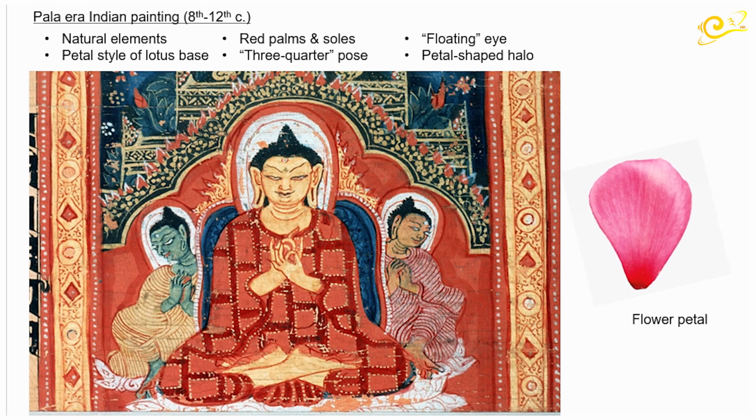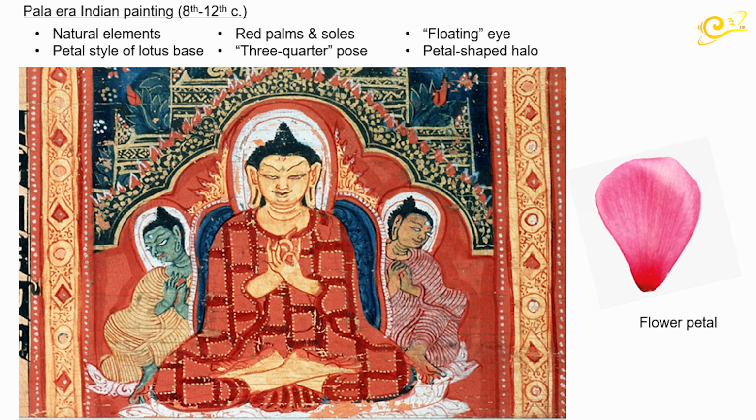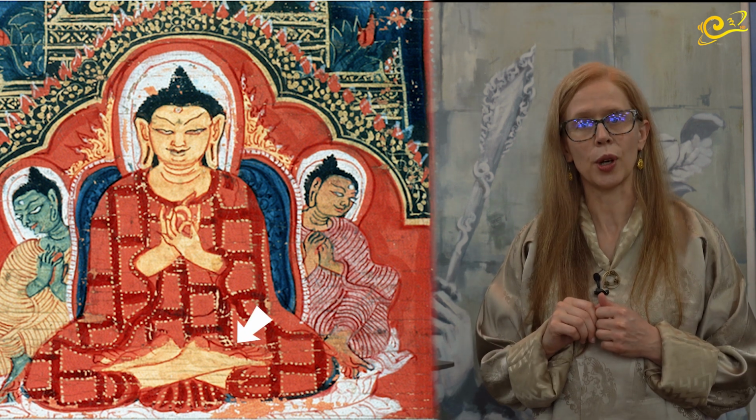What are some characteristics of Palla painting? First of all, we see increasing natural elements. If we look carefully, you can see the scattered flowers on the blue background, but we also can see extra plants coming out of the throne around the Buddha himself. We'll see some examples from the Palla era where the petals on the lotus in the base underneath the Buddha and Bodhisattva and sacred figures change form a little bit. Also notice the Buddha's hands. The palms of his hands and also the soles of his feet are red in color. We still see this in Buddhist art today.